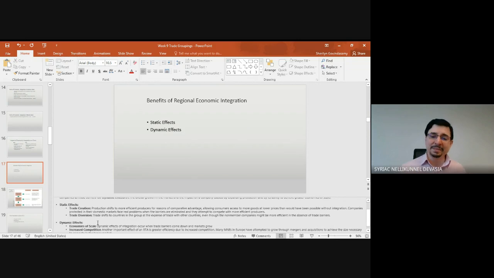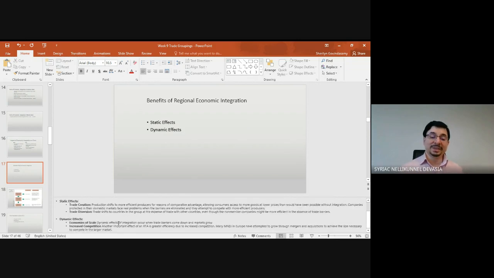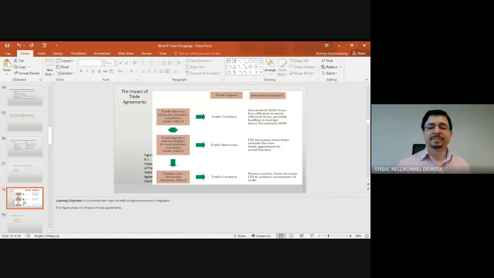But in terms of dynamic effect, you find it's economies of scale. Yes, it reduces cost. Increased competition is very true. So obviously it's got both negative and positive, the pros and cons to look at. So trade creation, trade diversion, these are some of the issues that we see when it comes to this kind of regional groupings.